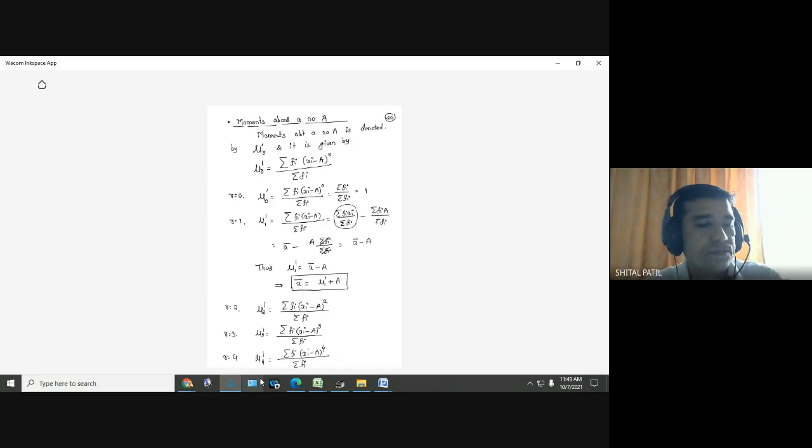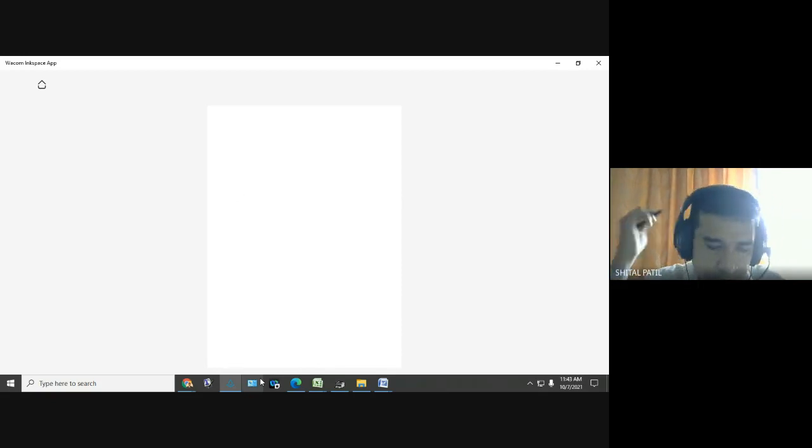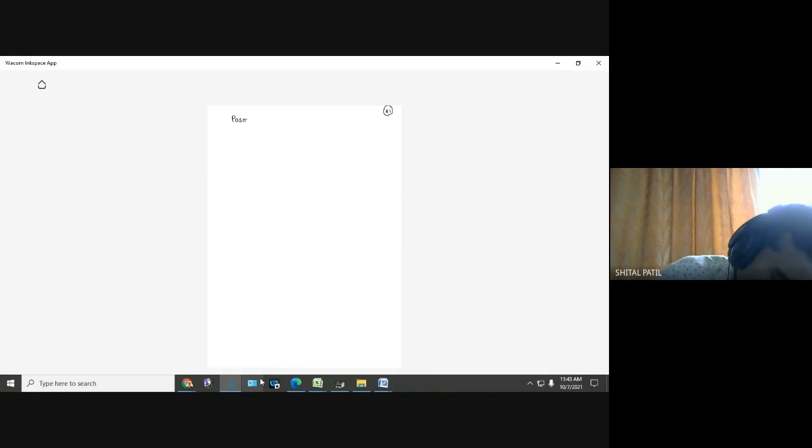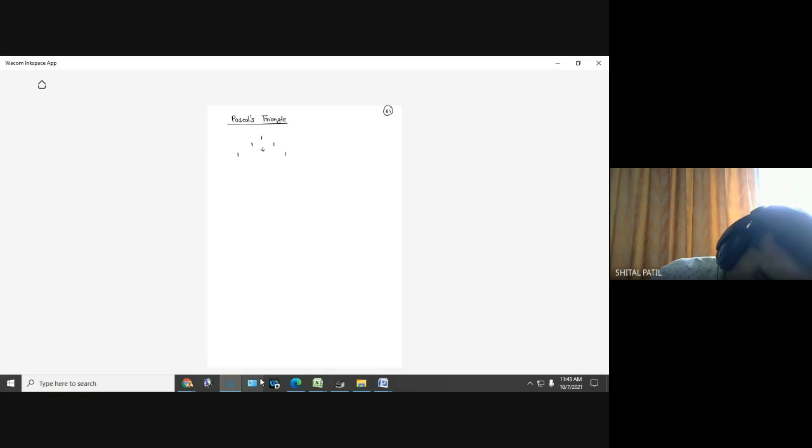Let me change the page. Pascal's triangle might be known to you. 1. Then we write 1, 1 on both sides. Again 1, 1 on both sides. But now, how is the middle term decided? Sum of these two numbers, 2. Again 1, 1 on both sides. Now how are the remaining terms decided? 1 plus 2, 3.